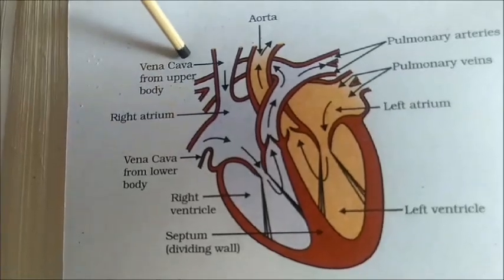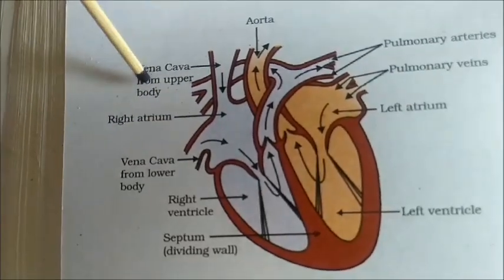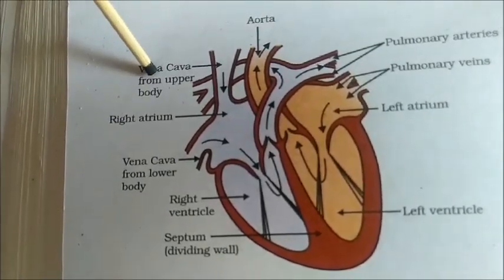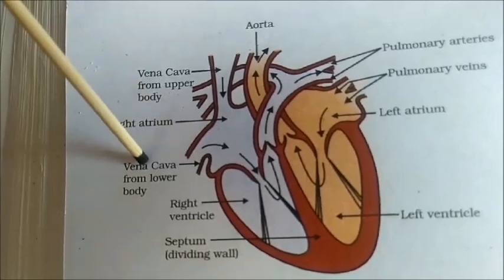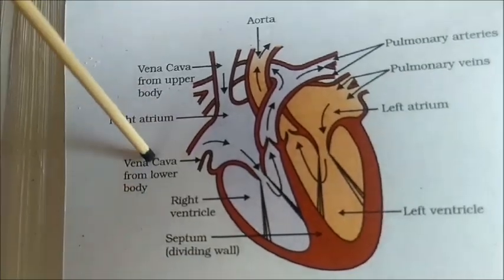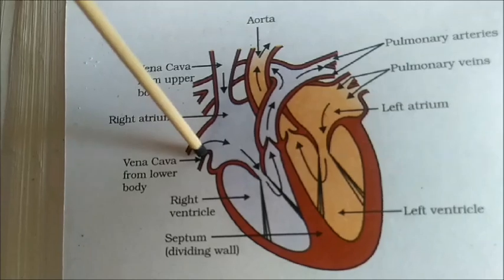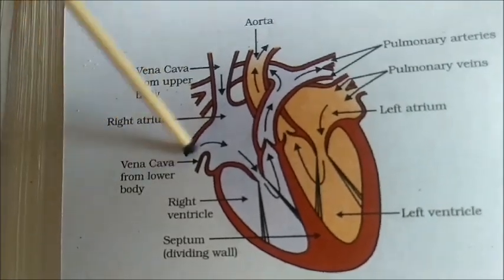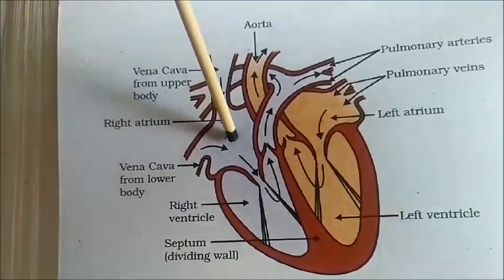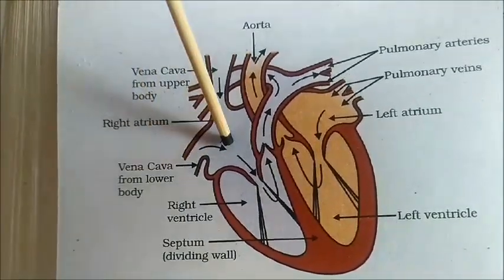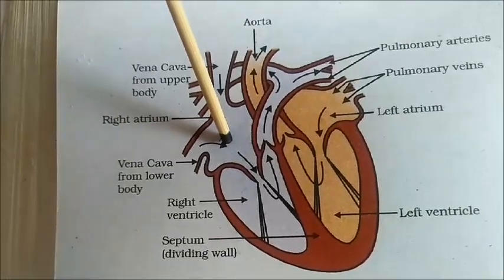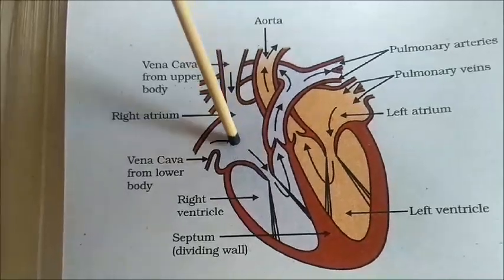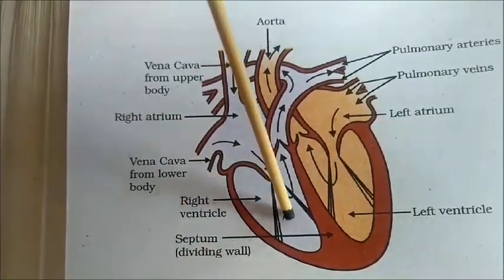Because this is on the upper side of the heart, this is known as upper vena cava or the superior vena cava. There is this another vena cava which is on the lower part. This is known as inferior vena cava. So from these two veins, the vena cava, the deoxygenated blood enters into right atrium. So when the blood enters into right atrium, it relaxes. Then this tricuspid valve gets opened and the blood enters into right ventricle.